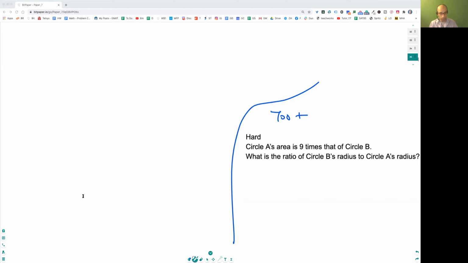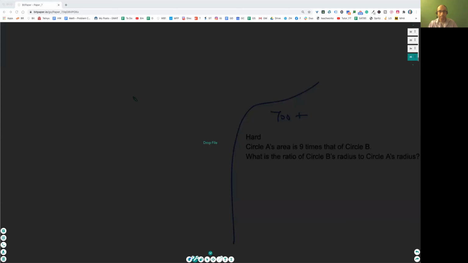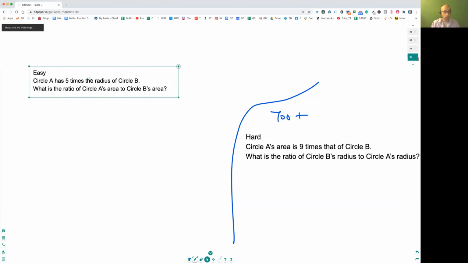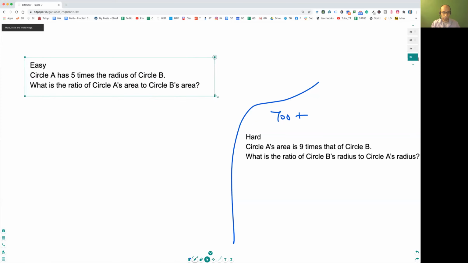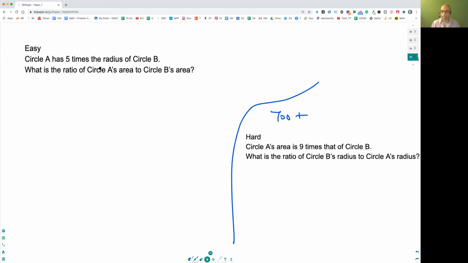Right, let's try this problem now. Okay, again, let's see who can solve this harder problem. Meanwhile, we're going to solve this easier problem. One of the very, very standard SAT problems, folks. Very standard SAT problems for rates, okay? So try this one now. Okay, circle A is now 5 times.